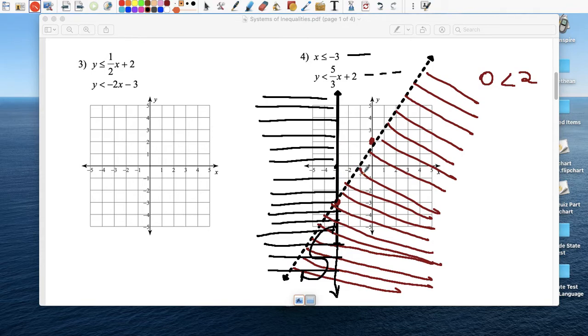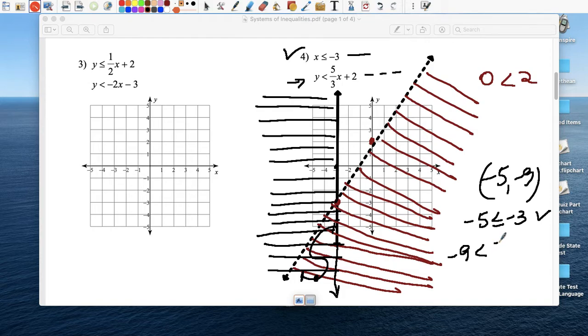And let's pick a point here. Let's pick -5, and let's go down to -9. I'll pick -5, -9, which is hopefully somewhere around here. If I plug it into the first inequality, I get -5 less than or equal to -3. Check, right? The first inequality. The second inequality, if I plug it in here, the y value is -9, less than or equal to 5 over 3 times -5 plus 2.